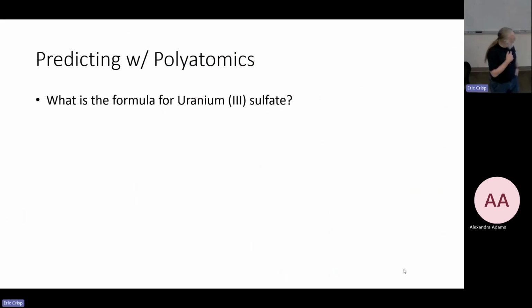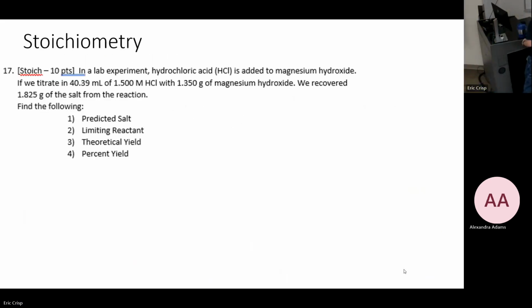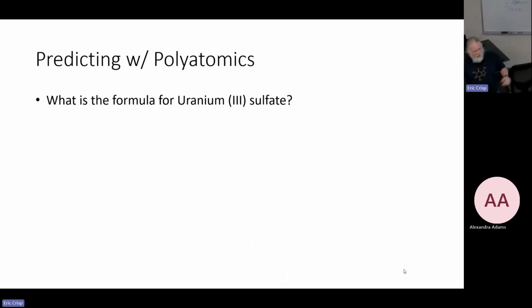Formula for uranium-3 sulfate. Oof, we do not have time. Oh no, we're gonna run out of time. Oh, you know what? Maybe I'll do this story at the very beginning of lab. It would be worthwhile, right? So y'all, we'll just do the story problem here, beginning of lab, okay? So can you do this real quick?